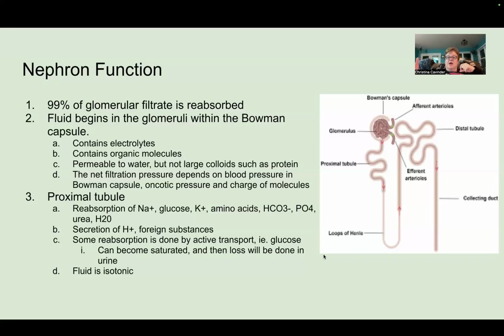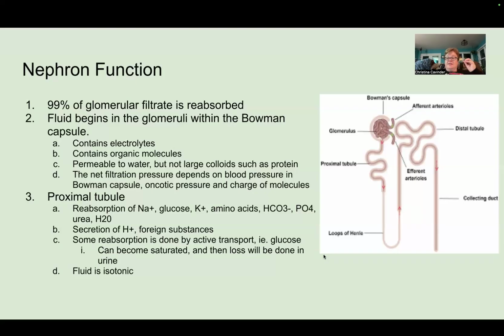So that's one sign of diabetes: glucose in the urine. And because that changes the osmotic pressure in that fluid going through the nephron, that glucose will pull water back into the nephron and you will excrete it out in your urine. And because of that water shift into the nephron, your body will need more water, so you become thirsty. So again, when it becomes saturated, then loss will be done into the urine.